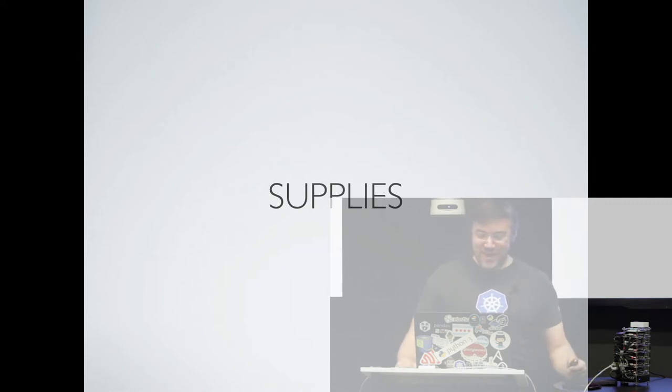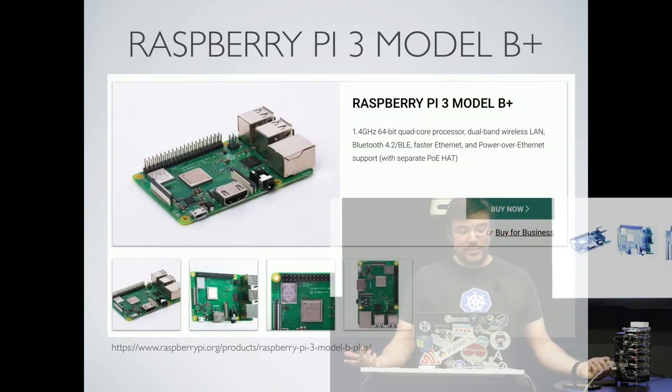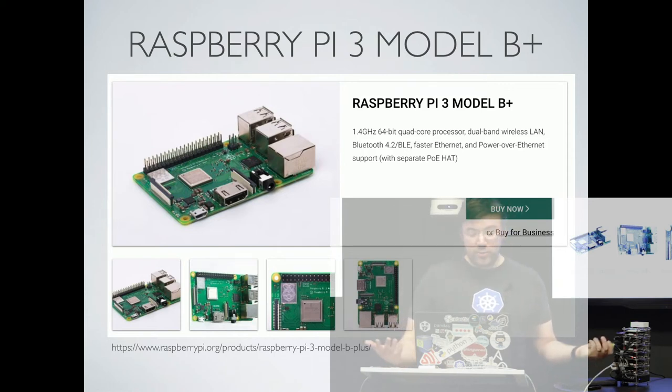Supplies. I had to fetch the different materials I needed to put this together. The first of which is Raspberry Pis. I recommend having at least four of them. One for running a master node, and three for running your worker nodes.